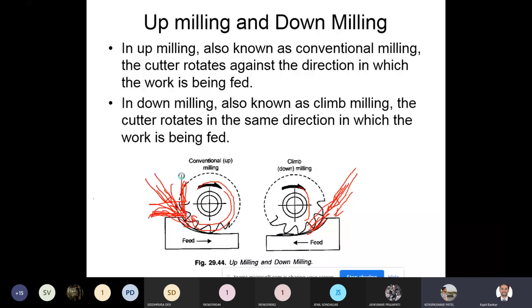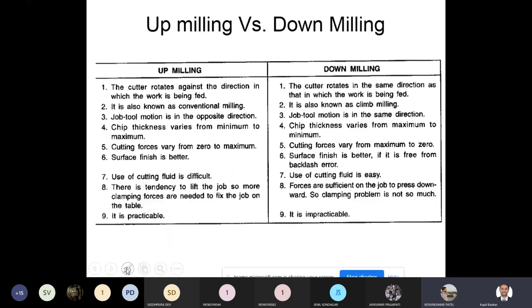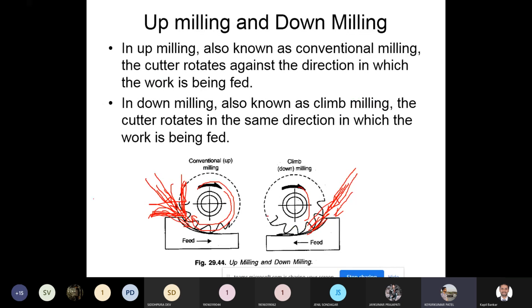Hello, sir. Yes, tell me. Sir, but we can apply the cutting fluid from the downside, here it is very easy, in upward milling, sir. If you apply the tool in these directions, in that direction we can also apply the cutting fluid.